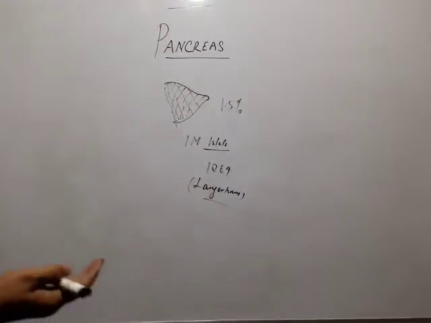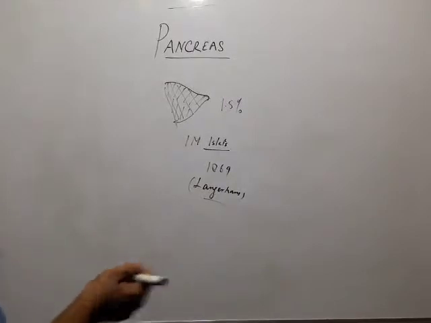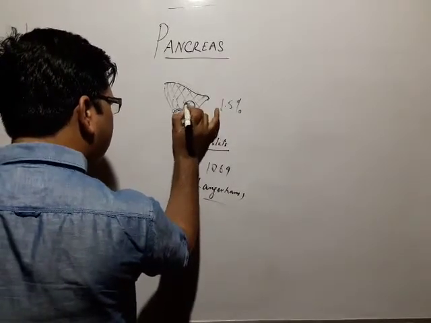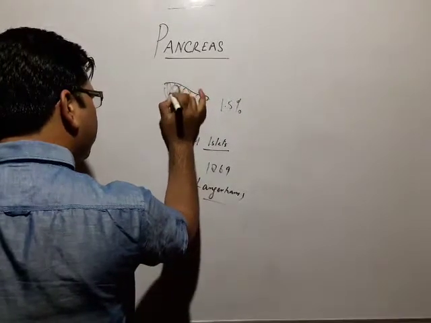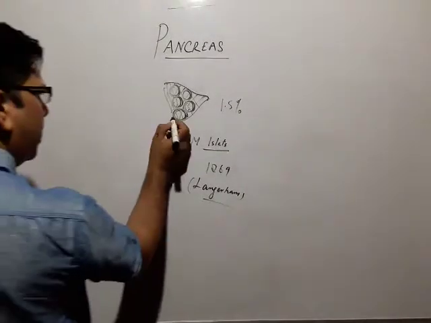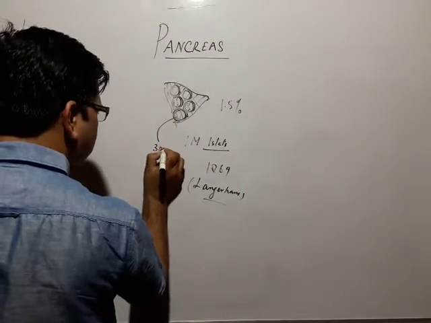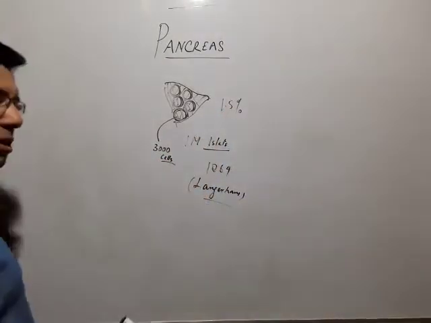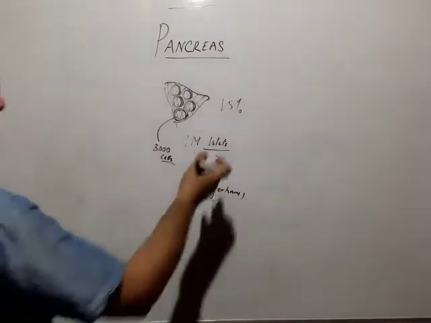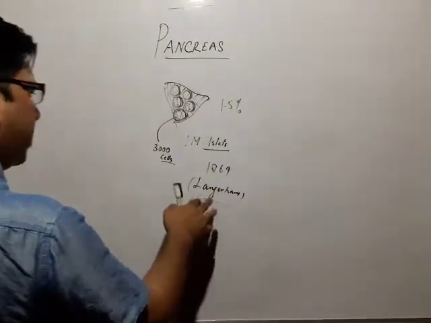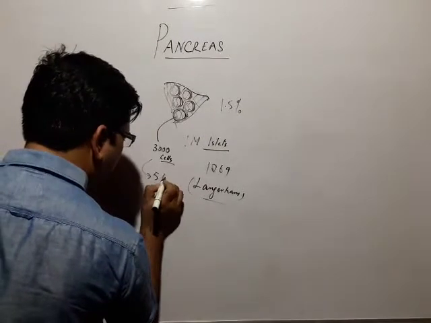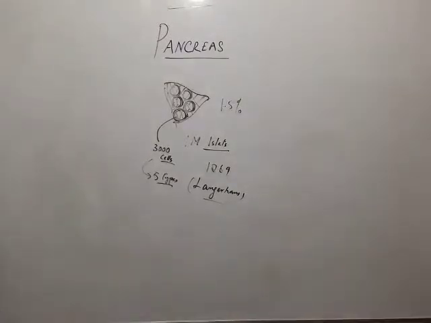Each pancreatic islet has 3000 cells. So suppose these are pancreatic islets, or islets of Langerhans. In the 1.5% endocrine part of the pancreas, we have 1 million islets of Langerhans, and each has 3000 cells. These 3000 cells are basically of 5 types. So there are 5 types of cells.